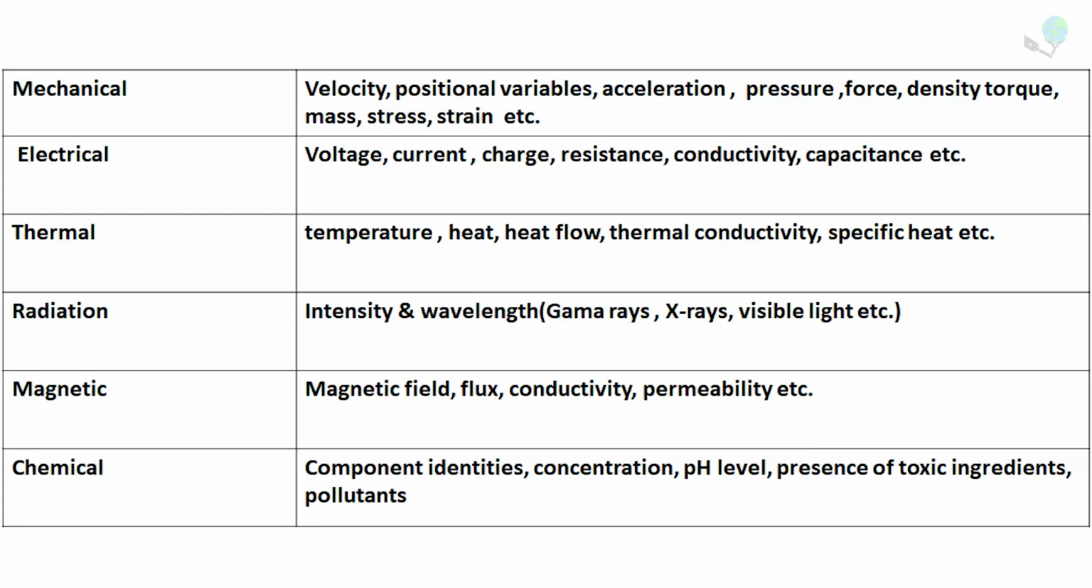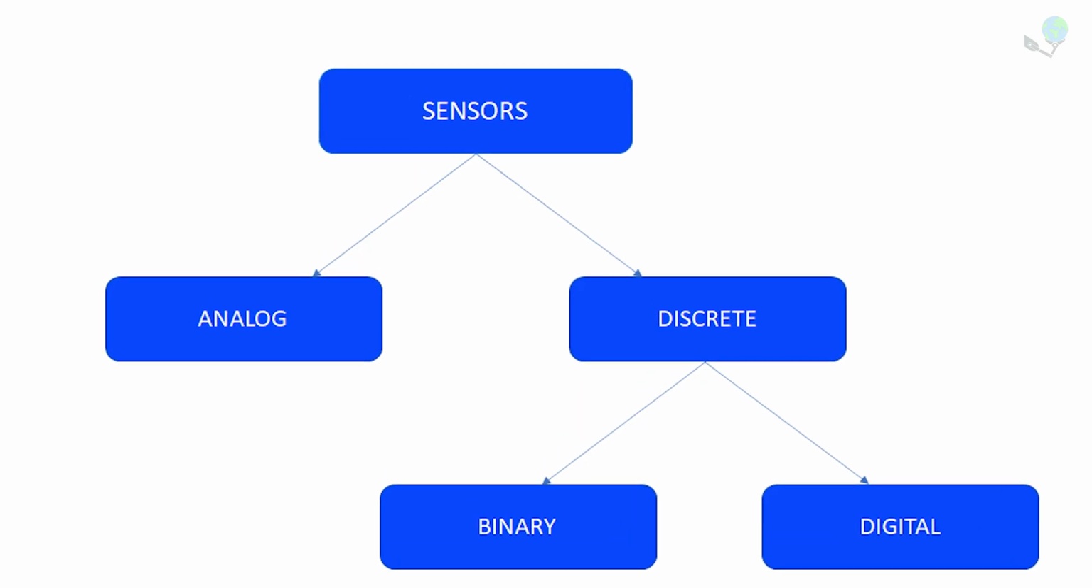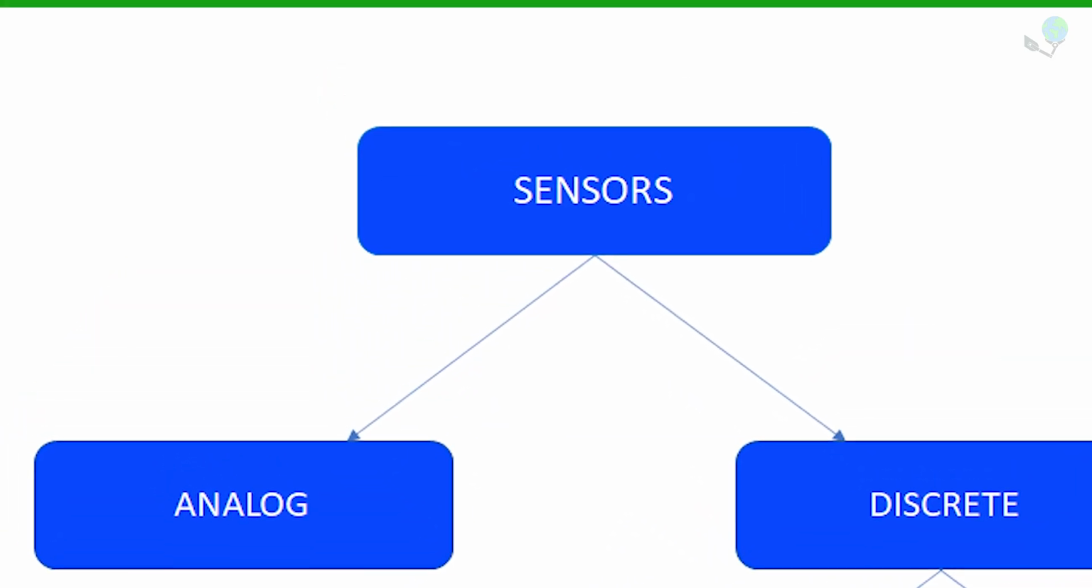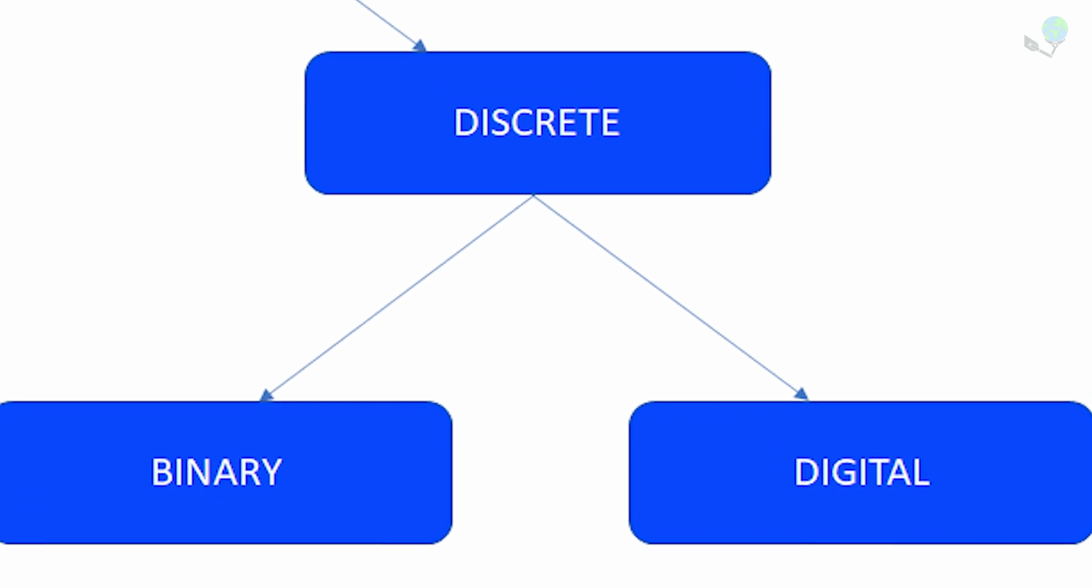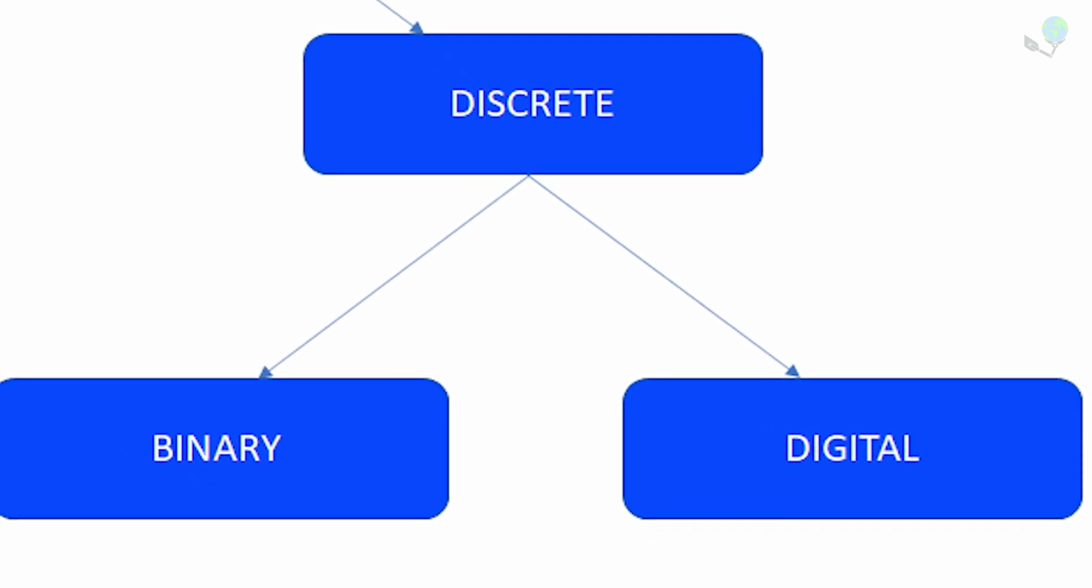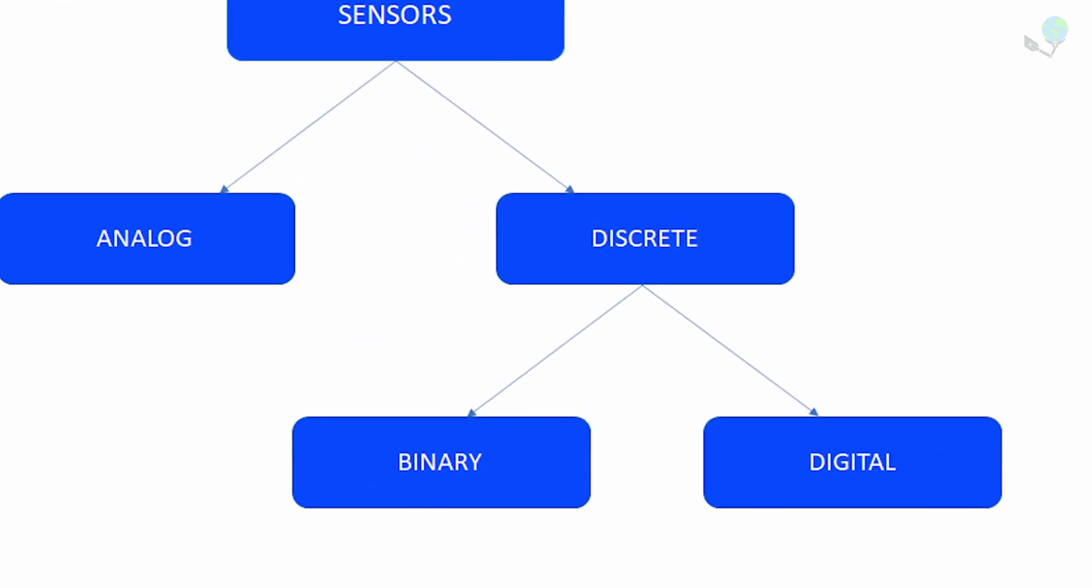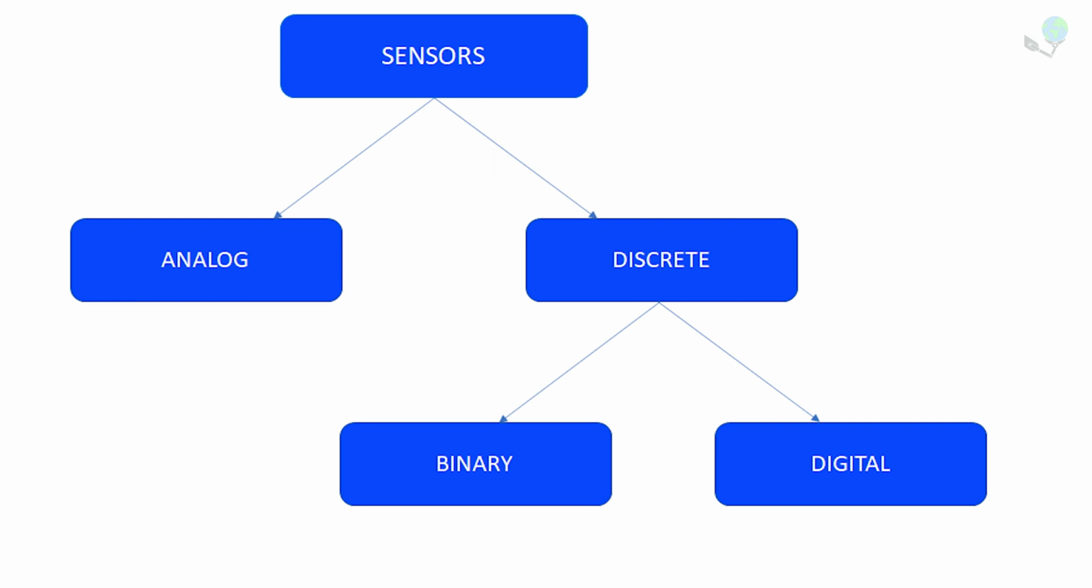The table here shows the different categories of sensors based on the stimulus and the parameters they measure. Now, let's see the classification of sensors. Sensors are mainly classified into two types, analog and discrete. And the discrete is again classified into binary and digital. When we need to continuously monitor something, we will go for either an analog or digital sensor because the binary one will act as a switch only.